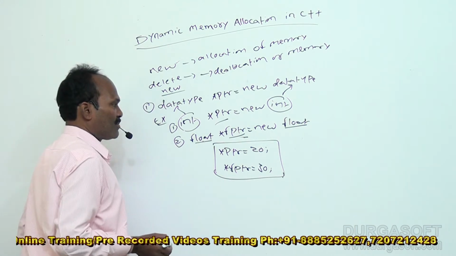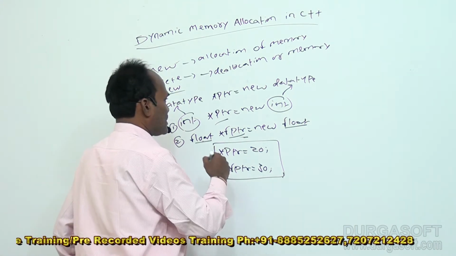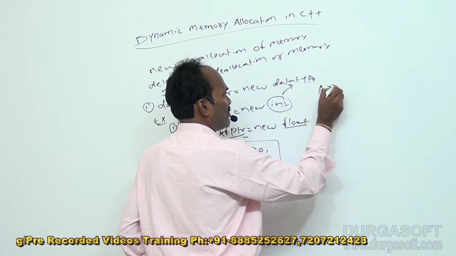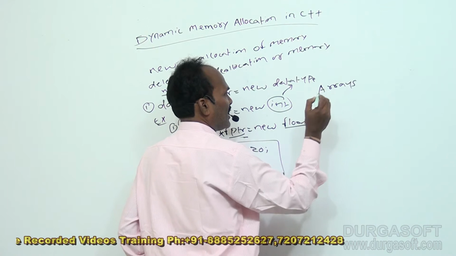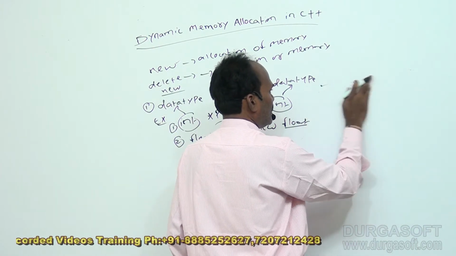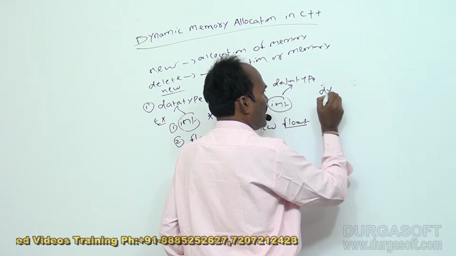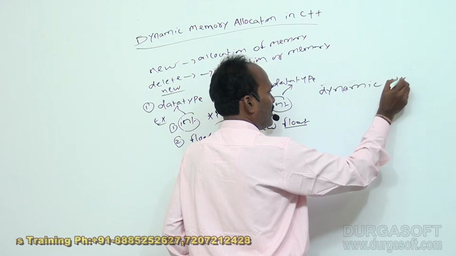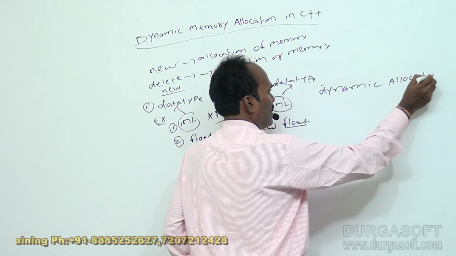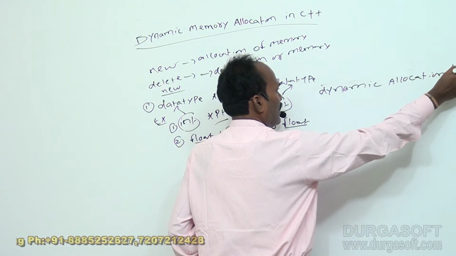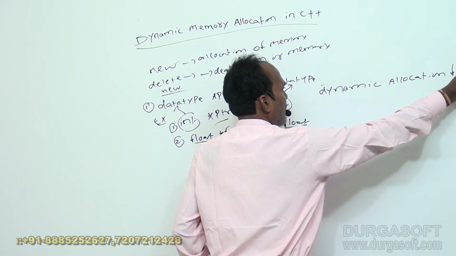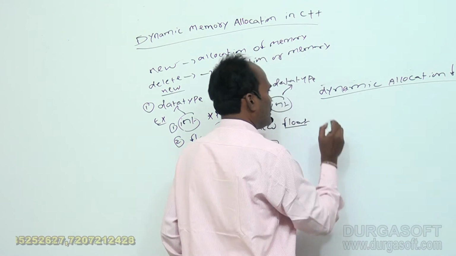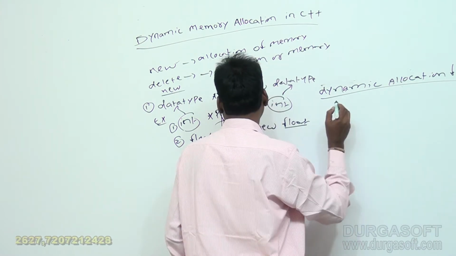Now, when coming to array notation, the dynamic allocation for arrays will be like this.